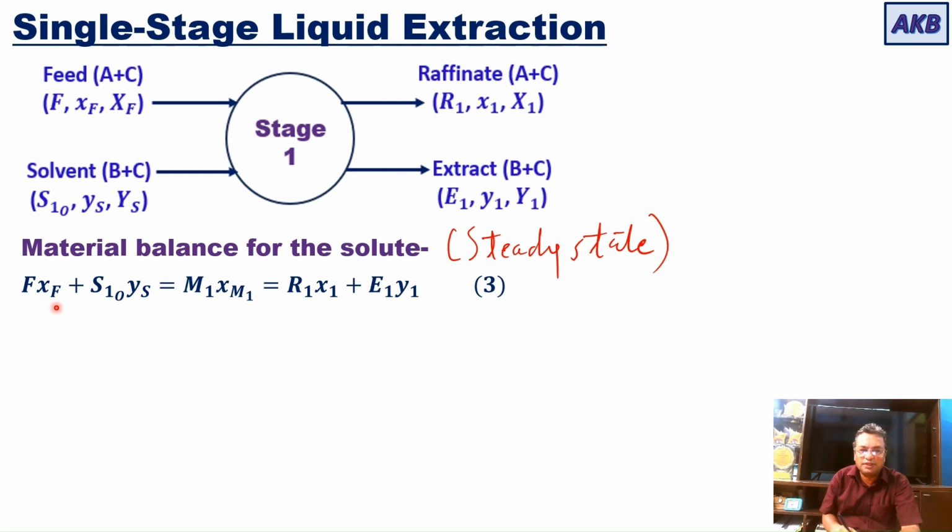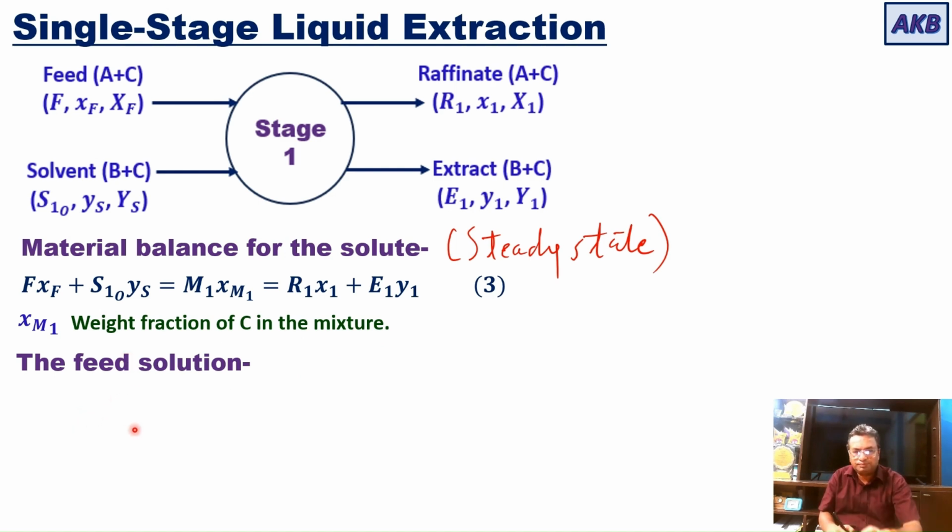So it is F into XF plus S10 into YS. That gives us the material balance for the solute: F into XF plus S10 into YS, that is equal to M1 into XM1, that is equal to R1 into X1 plus E1 into Y1. Well, let us call this equation number 3. In this case, XM1, as I said, is the weight fraction of C in the mixture.